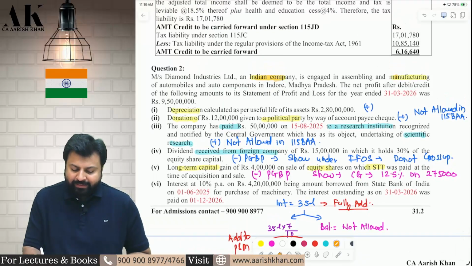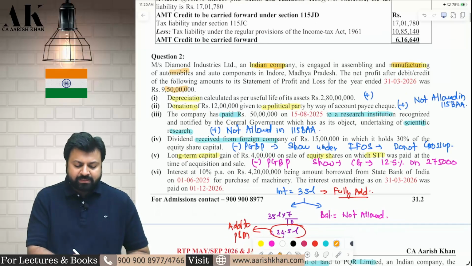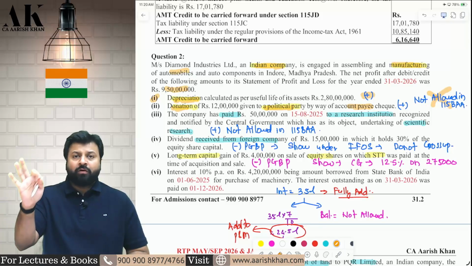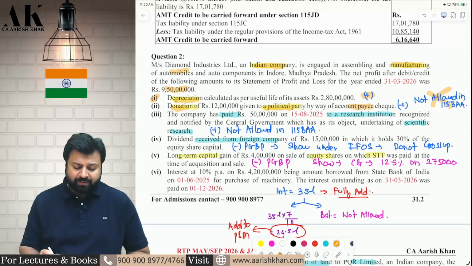Asasi is an Indian company engaged in manufacturing of automobiles. 9 crore 50 lakh is the profit. The very first adjustment is depreciation as per accounts, therefore add back. Second adjustment, donation to political party paid by account payee cheque, not allowed in 115BAA. 80GGA, 80GGB, 80GGC, all these are not allowed under the new regime 115BAA.